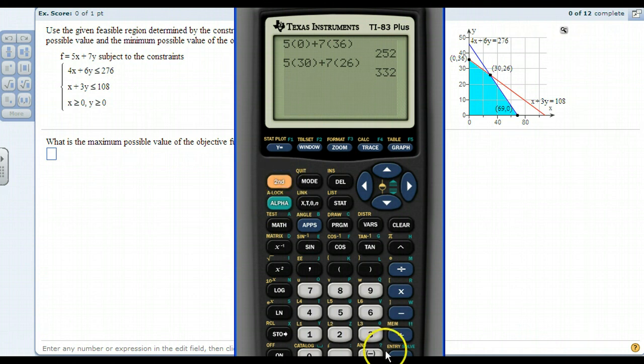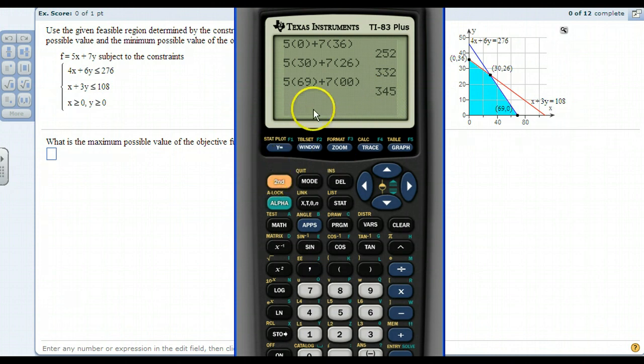Alright, do it again, this time picking this point. So x, remember x is beside 5, so x is 69 here, and y was beside the 7. Y is a 0. Okay, I already have a double digit number in there, so I can just throw in a double 0. 345. So now this is a little bit bigger.